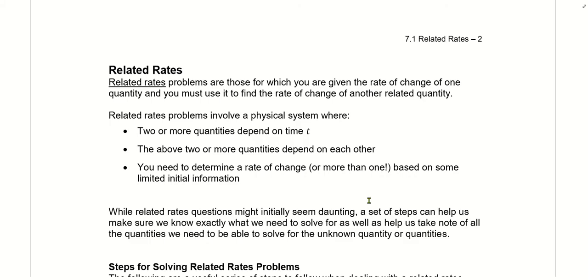Often, not always, but in most cases, related rates problems involve some sort of physical system where you've got 2 or more quantities depending on time. The quantities might depend on each other, not always, but frequently. And again, the idea is you need to determine this instantaneous rate of change based on some limited initial information.